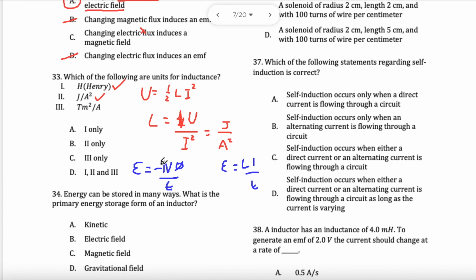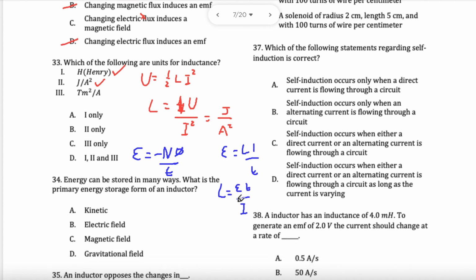So I'll rearrange this to get L. I wrote that for a reason. I'll get to that in a second. So this one here is L equals, well, I'll multiply. So E multiplied by t, and I'm going to divide by the current, I. So now, this is my EMF. I know the EMF is negative N flux over time. I can actually substitute that into here.